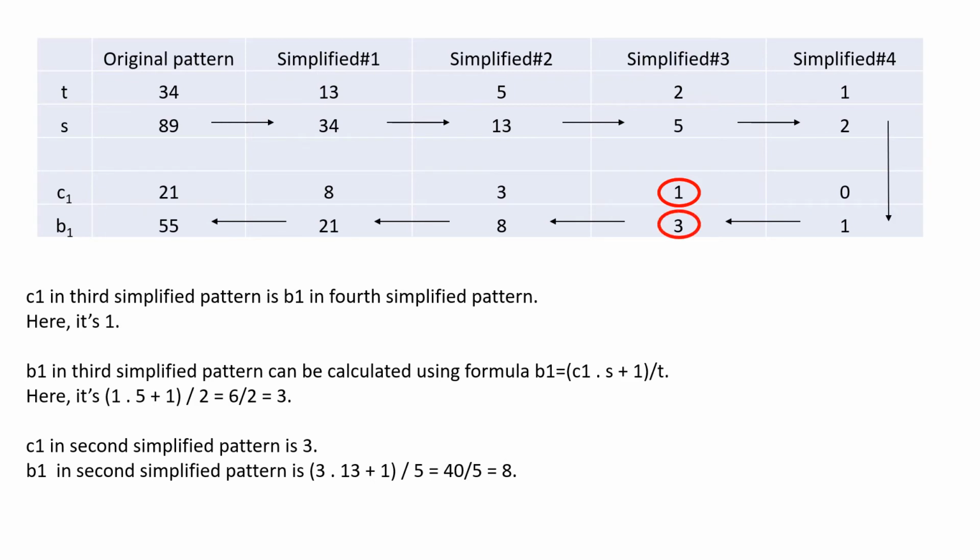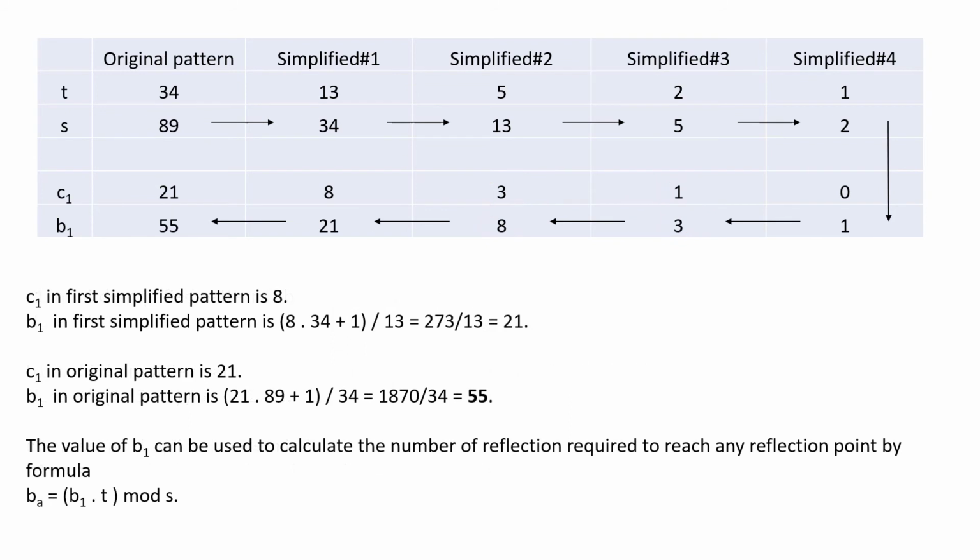C1 in second simplified pattern is 3. B1 in second simplified pattern is 3 times 13 plus 1, divided by 5. It equals 40 over 5, which equals 8. C1 in first simplified pattern is 8. B1 in first simplified pattern is 8 times 34 plus 1, divided by 13. It equals 273 over 13, which equals 21.